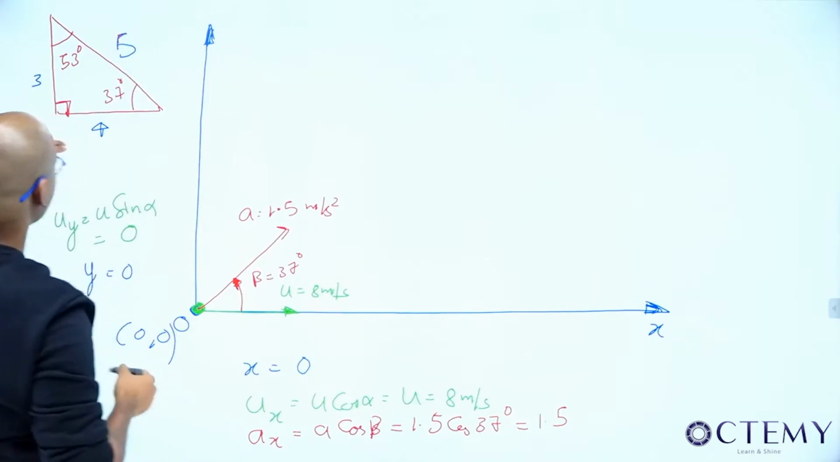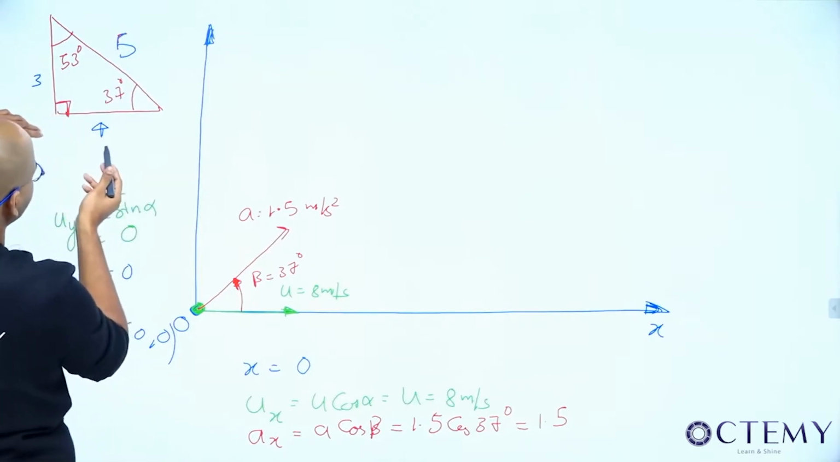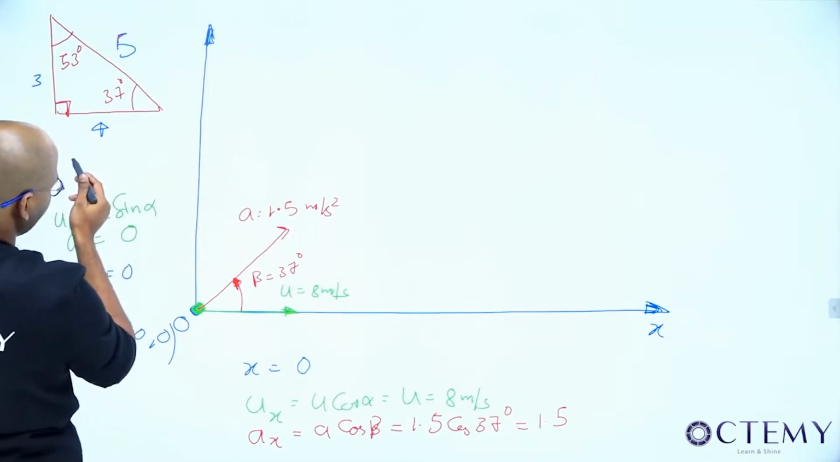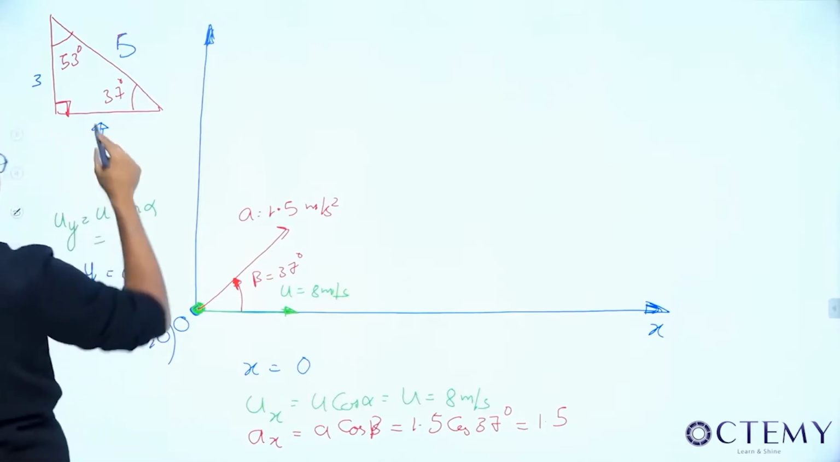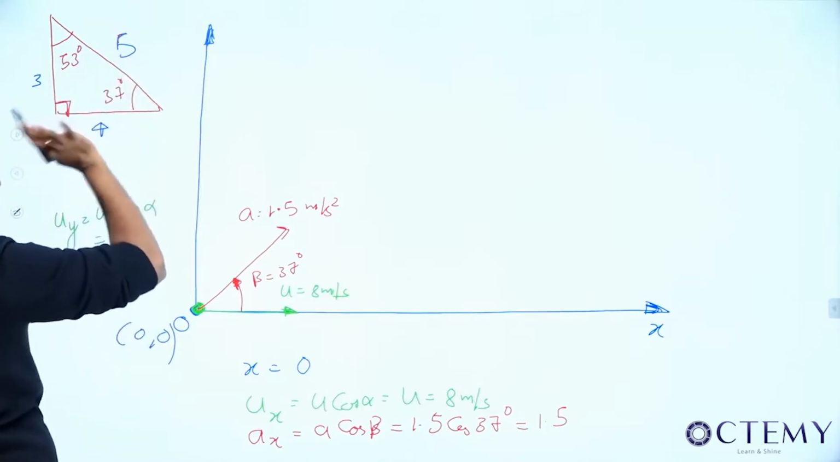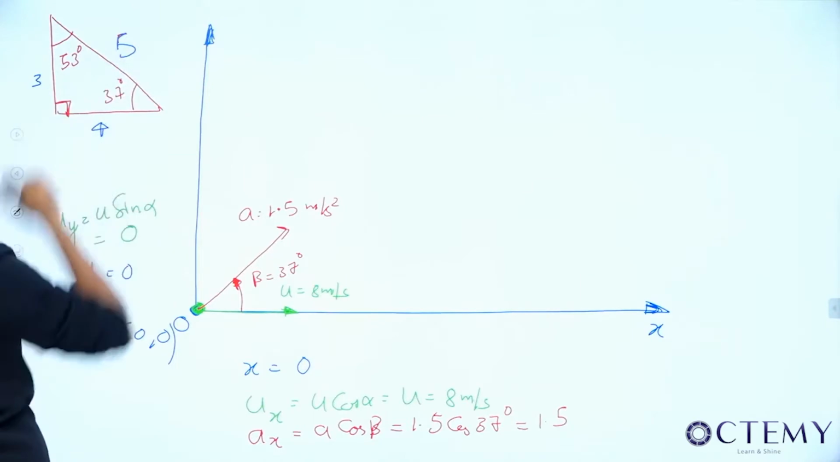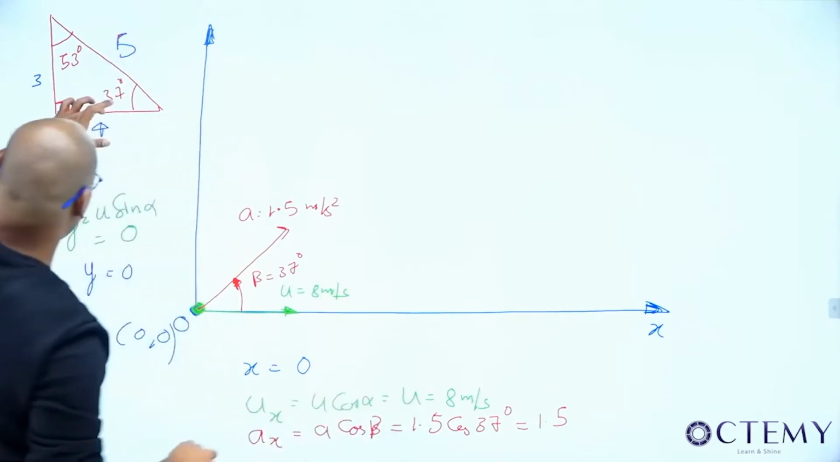There are many others like 7, 24, 25 and 5, 12, 13, I think. So 3, 4, 5, just at least remember this. This is a very important one. 3, 4, 5. Now cos 37.